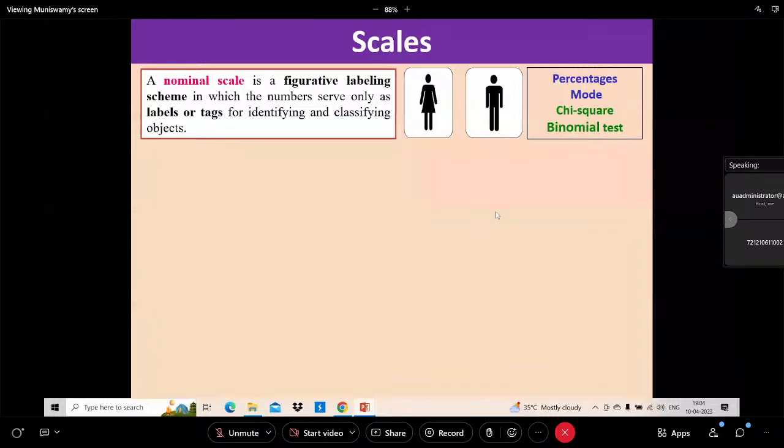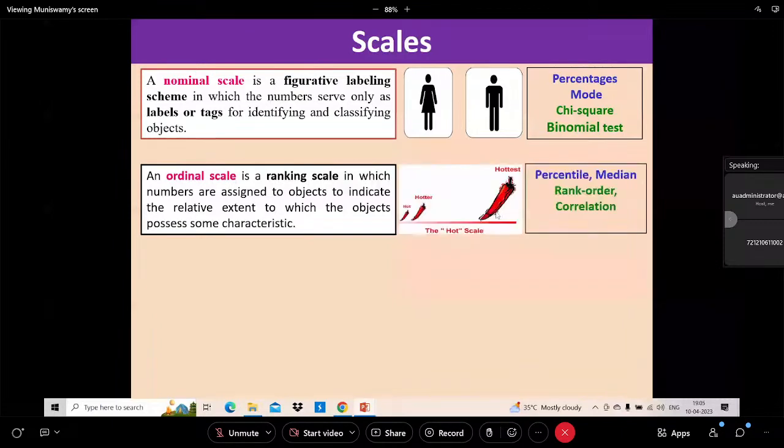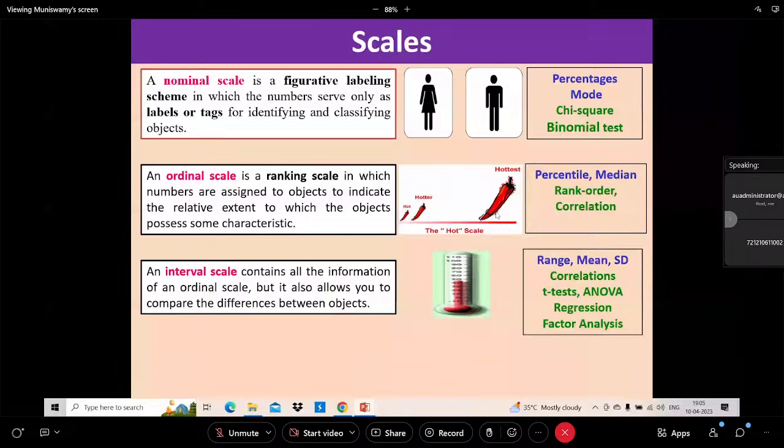So this is the nominal scale. But in the case of ordinal scale, data is in the form of rankings, some order. So what kind of statistical tools are we going to use? Percentage, median. Median means arrange the data in systematic order and pick the middle one. Rank correlations. If the data is interval, you can apply range, mean, standard deviation, correlation, t-test, ANOVA, regression analysis.